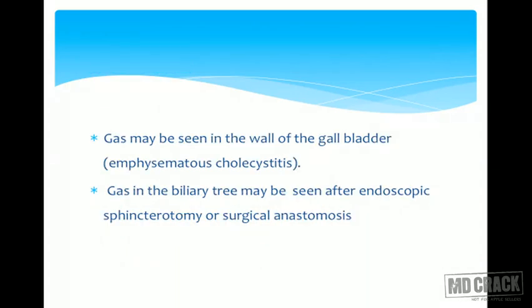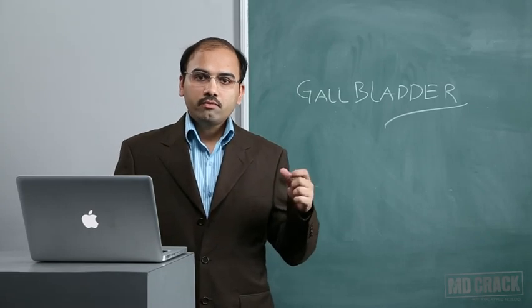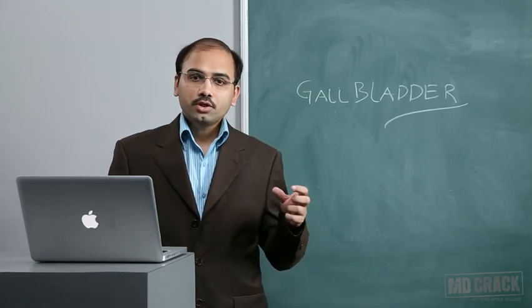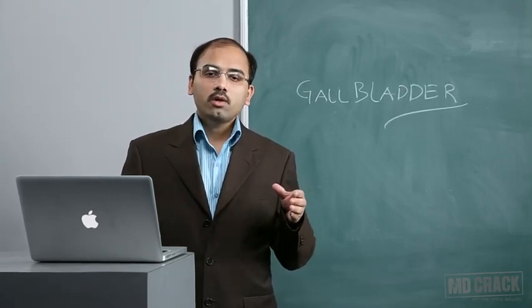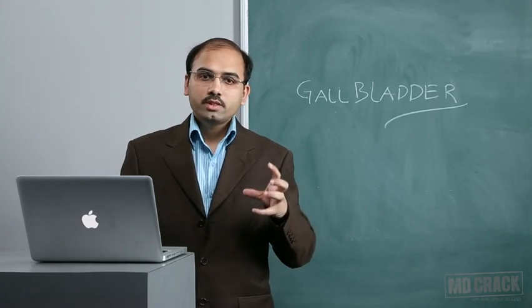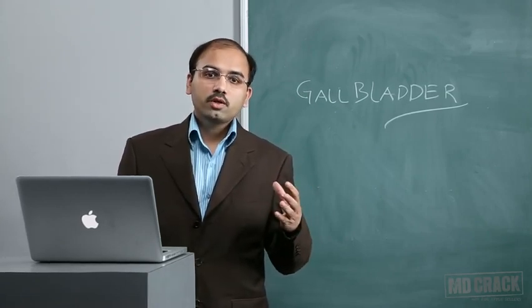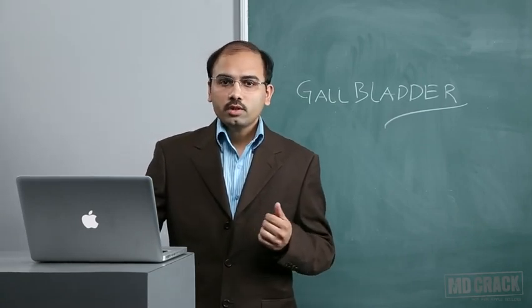Gas may be seen in the wall of gallbladder on plain X-ray, which will be due to emphysematous cholecystitis. Emphysematous cholecystitis is a condition where gas forming organisms have entered the gallbladder wall and produce gas which will be seen on X-ray. This is a very severe cholecystitis and warrants urgent intervention in form of cholecystectomy.